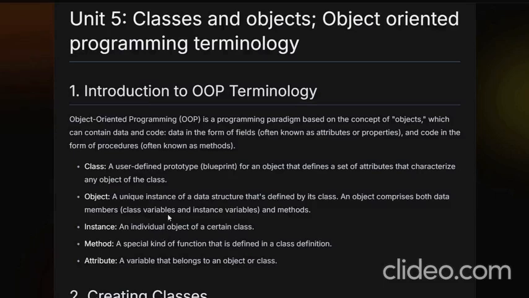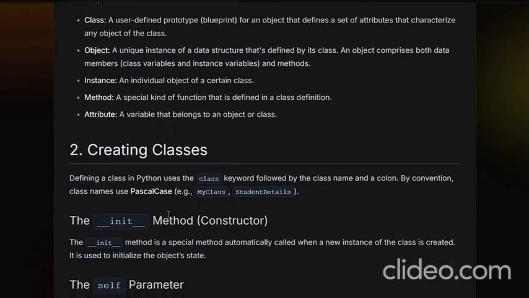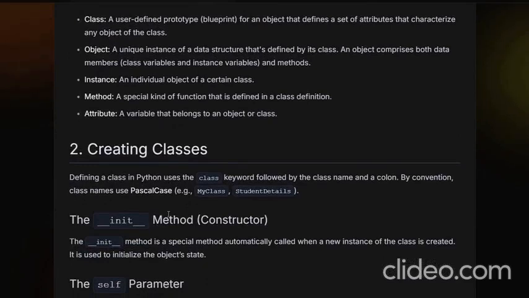An object comprises data members, class variables, instance variables, and methods. What is an instance? An instance is an individual object of a certain class. What is a method? A method is a special kind of function that is defined in a class definition. What are attributes? An attribute is a variable that belongs to an object or class.